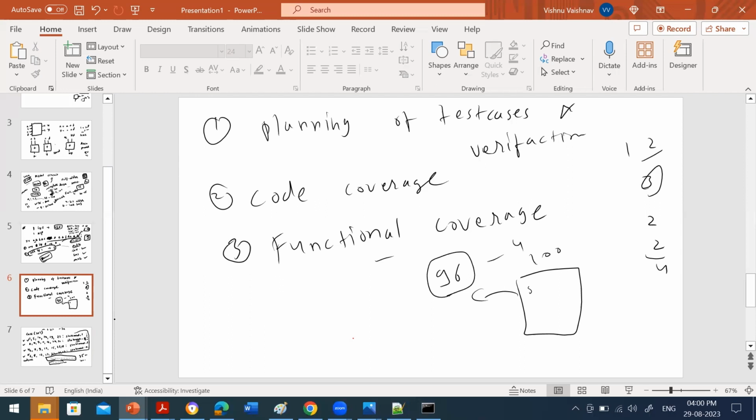Your code coverage cannot show you that, because code coverage only tells you about what code is implemented. Code coverage will say, yeah, you implemented 96 features and all 96 features are accessible. But what about the 4 missing features?